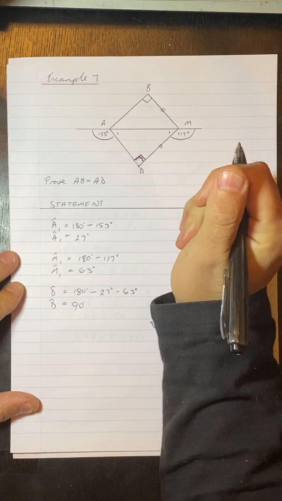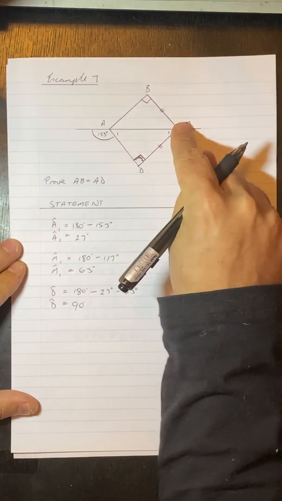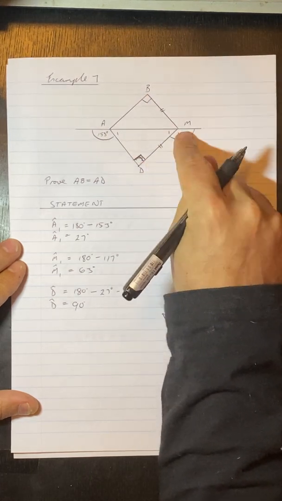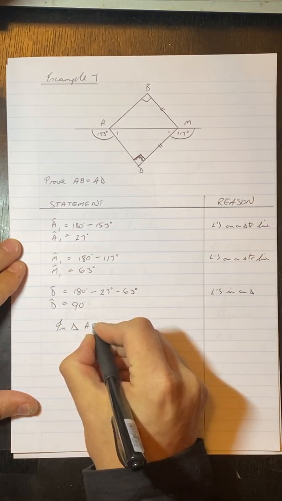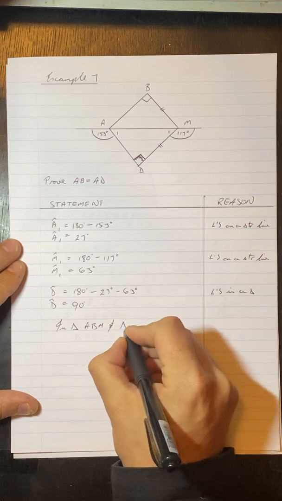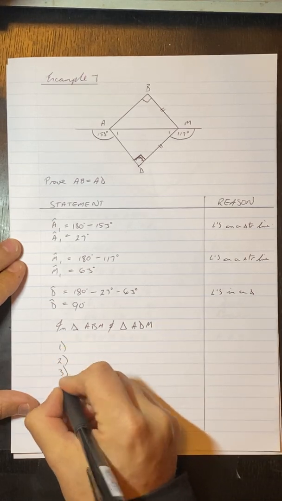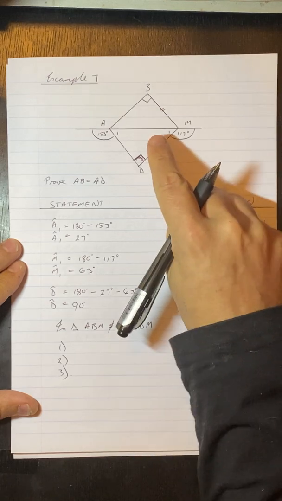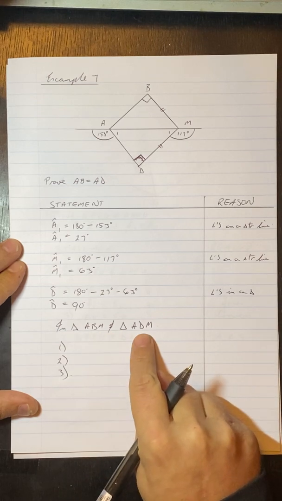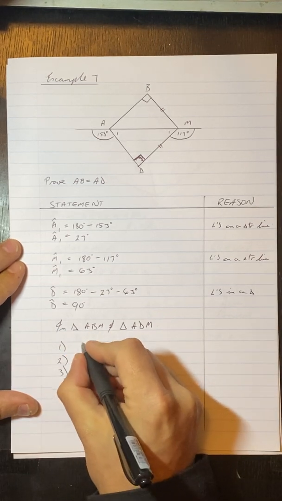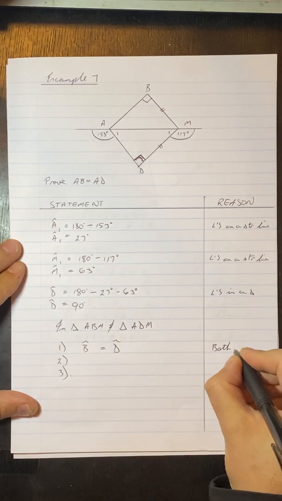All right, so now we're ready to prove that these two triangles are congruent. So I'm going to be looking at the ABM triangle and the ADM triangle. So in triangle ABM and triangle ADM, we need three things for congruency. So the first thing I'm going to say is angle B equals angle D. So B lies in the ABM triangle, D lies in the ADM. So we've got angle B equals angle D. Why? Because they're both equal to 90.